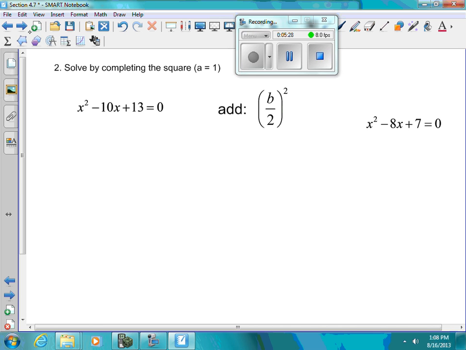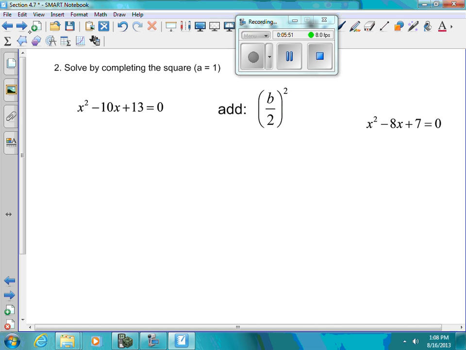We can try factoring. We can try different methods, but sometimes factoring isn't going to work. It may or may not work for this one. And what multiplies to make 13 and adds to make negative 10? I can't think of anything because 13 is a prime number. So when we are out of options, we could also graph it. We could try solving it graphically.